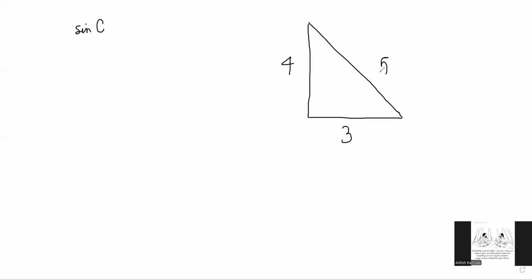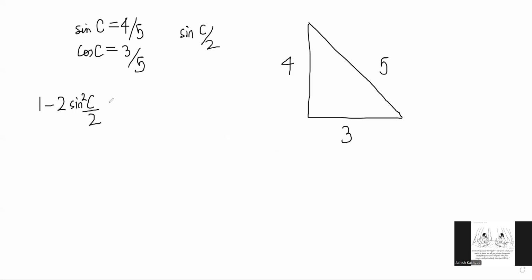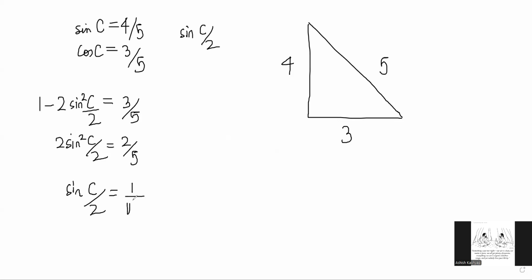So I have sine of C, the triangle was like this. This was 4, this was 3, this was 5. So sine of C is 4 by 5 and cos of C is 3 by 5. And I want to find sine C by 2. So I can use cos C and write it as 1 minus 2 sine square C by 2 using half angle formula is 3 by 5. So 2 sine square C by 2 is equal to 2 by 5 and sine C by 2 is basically becoming 1 by root 5.